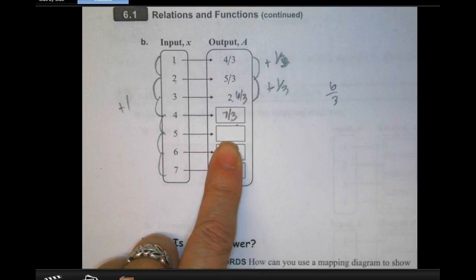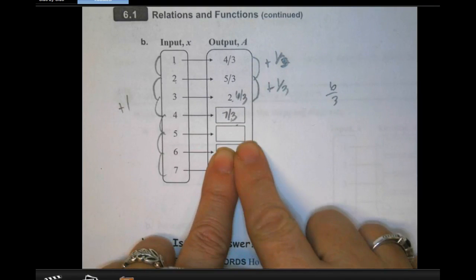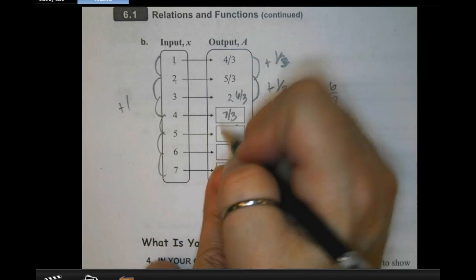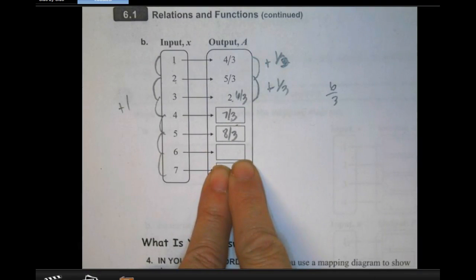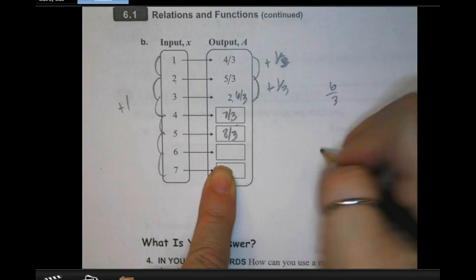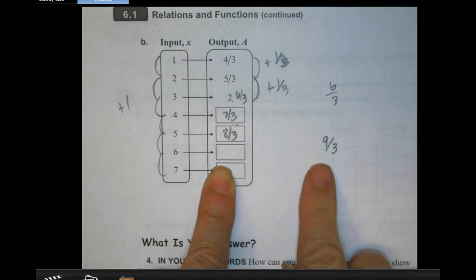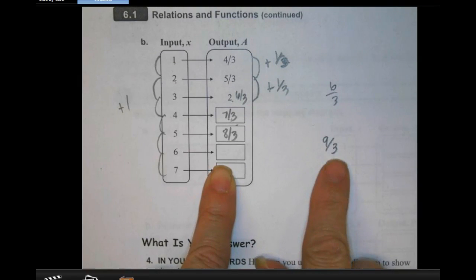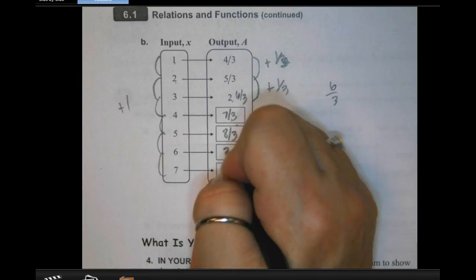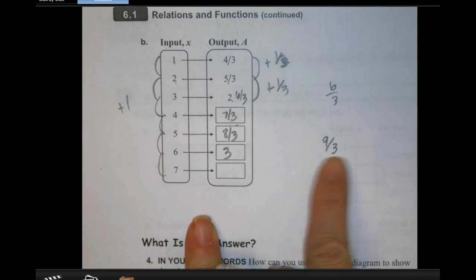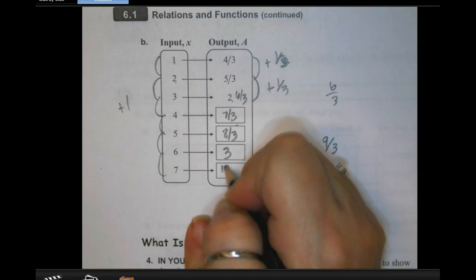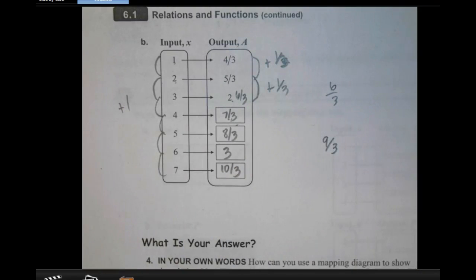7/3, right? What about here? What about here? Be careful. 9/3. 9 divided by 3 is? What about here? That's going to be 10/3. Got it? Yeah, very simple. Right? Well, yeah, can be.